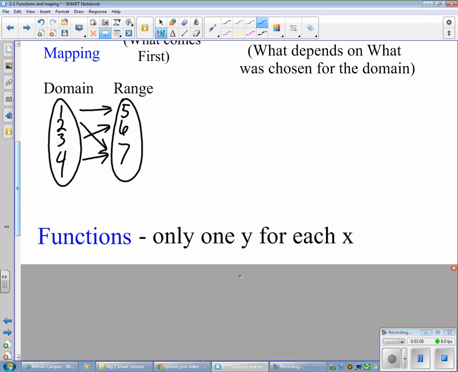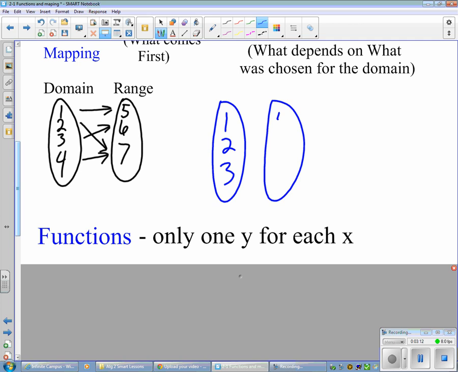However, if I have a domain and a range, and I say 1, 2, 3, and say the range is 5, 6, 7, but I say 1, you say 5, and I have another 1 and 6 also, if I had something like this, if I say 1, you're not sure whether to say 5 or 6. It could be either. This is an example of not a function. So functions only get one y for each and every x. So if you put in an x, you get a y.